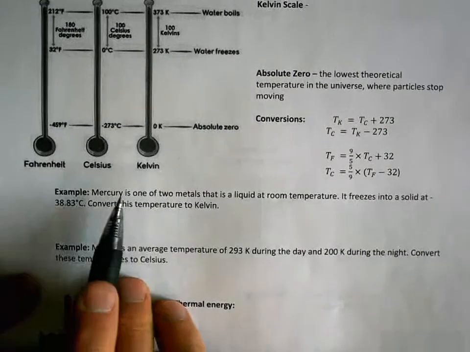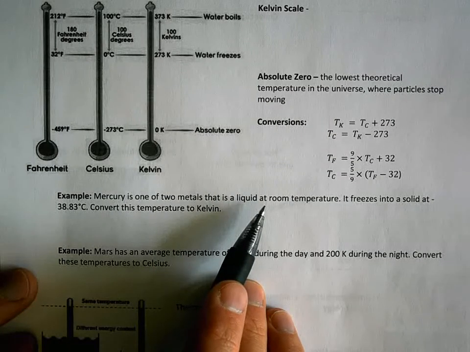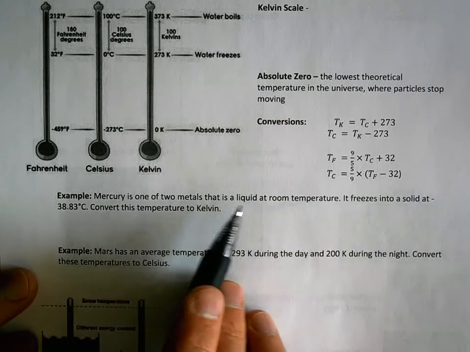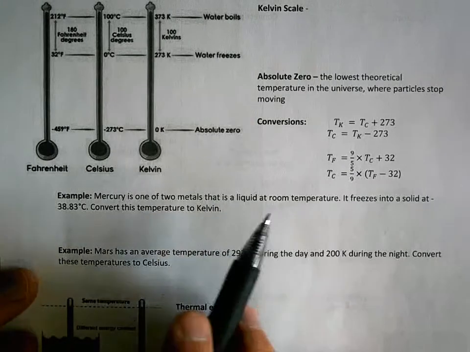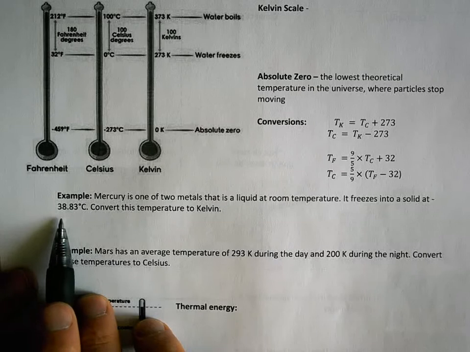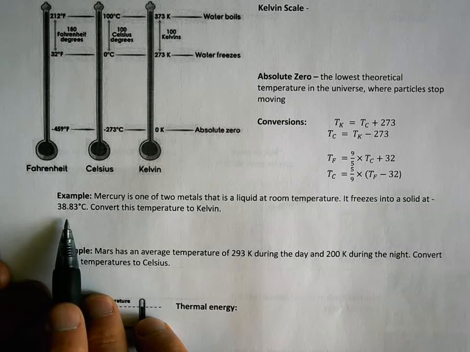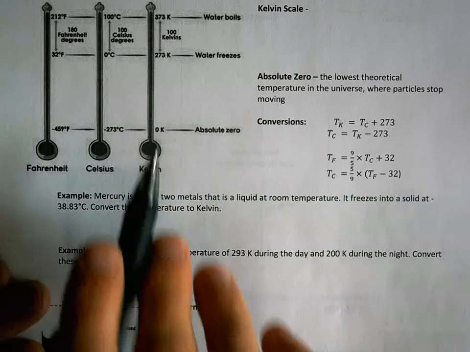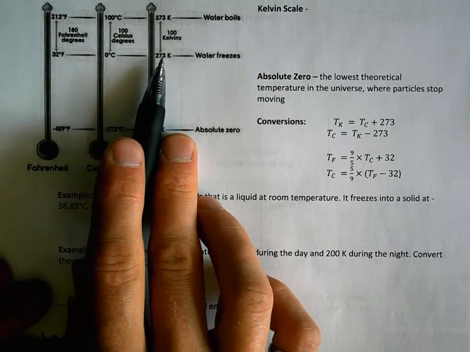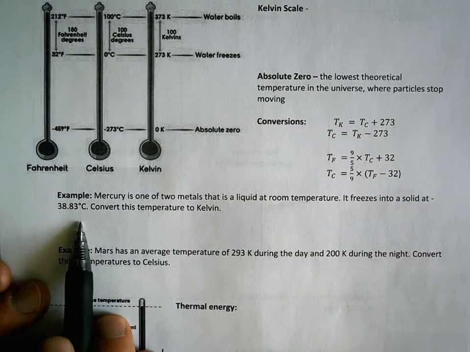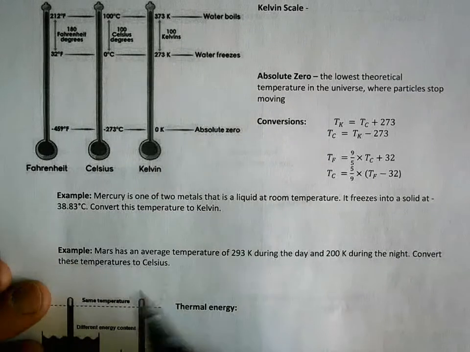So, for example, mercury is one of two metals that is a liquid at room temperature. This is pretty neat, right? When does it freeze into a solid? Well, at minus 38.83 degrees C. If I wanted to convert this into Kelvin, then I have to add a large number to it to get the Kelvin equivalent.